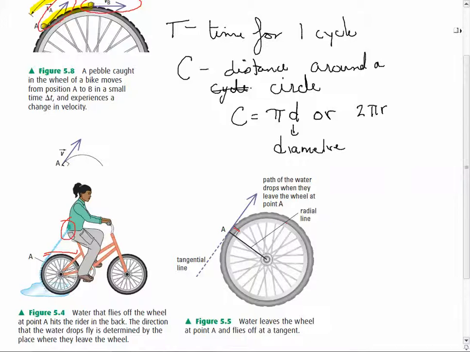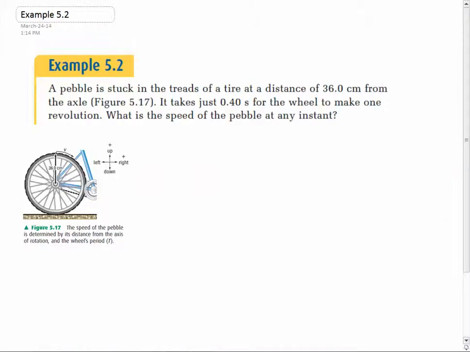So now let's look at an example. So this is from the textbook. A pebble is stuck in the treads of a tire at a distance of 36 centimeters from the axle. It takes 0.40 seconds for the wheel to make one revolution. What is the speed of the pebble at any instance in time?